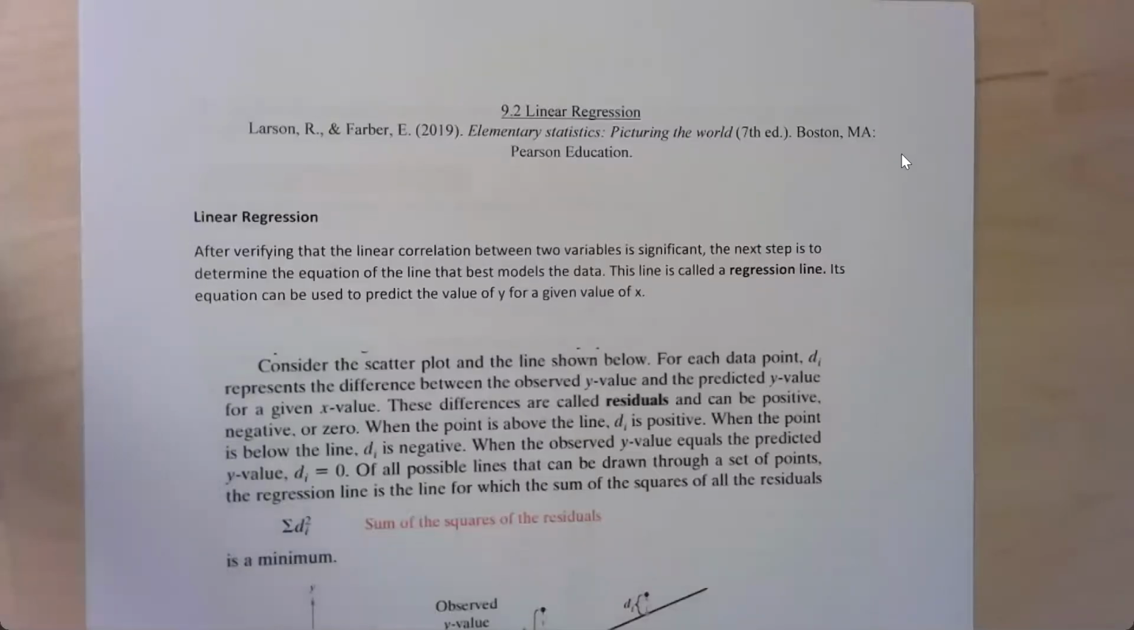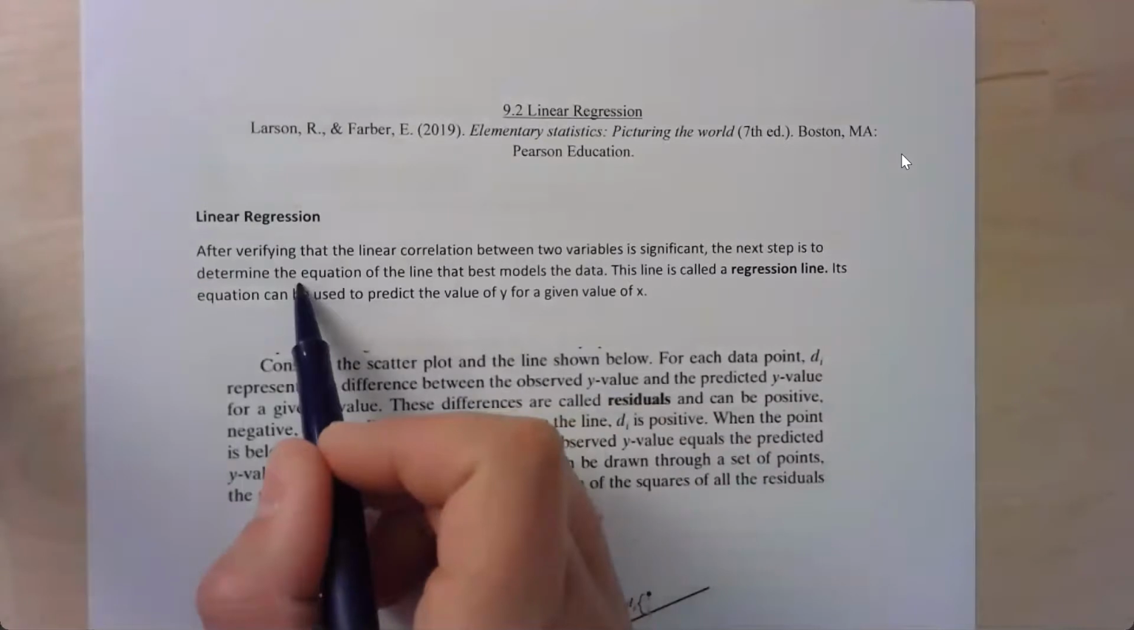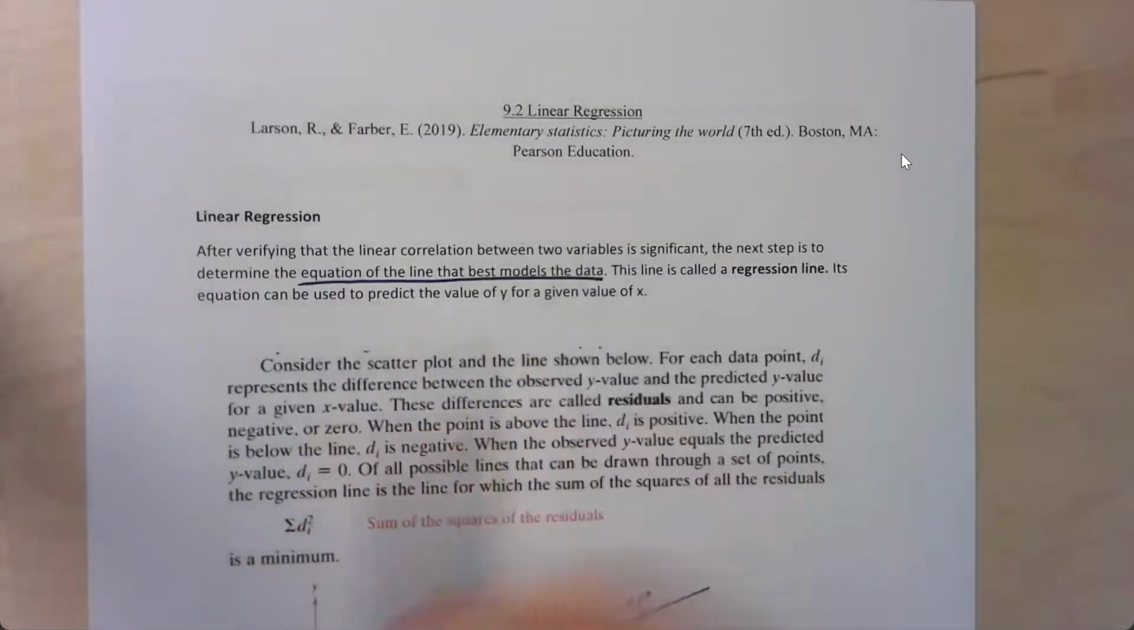All right, the last section we're going to cover is 9.2 on linear regression, and this is really a continuation from section 9.1. In 9.1, we focused on verifying that there actually was a relationship between two variables and that relationship was significant. So this is the next step. Once you've already verified that there is a linear relationship that is significant, the next step is to go ahead and determine the equation of the line that models the data.